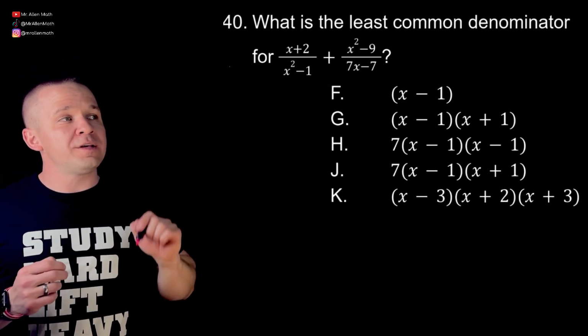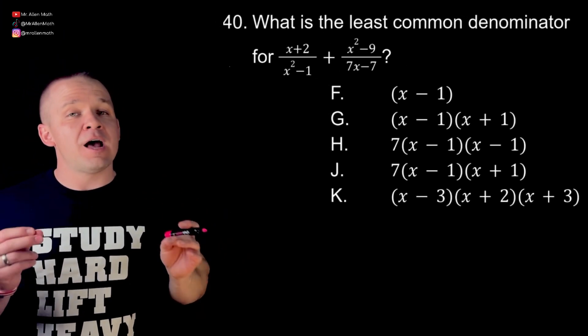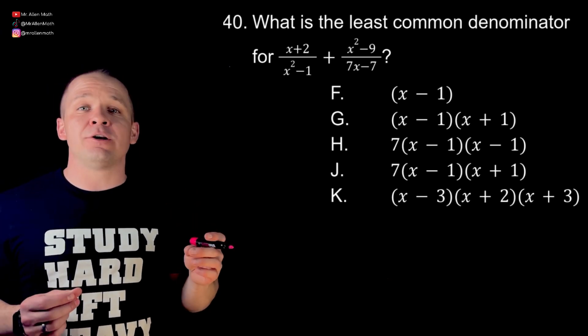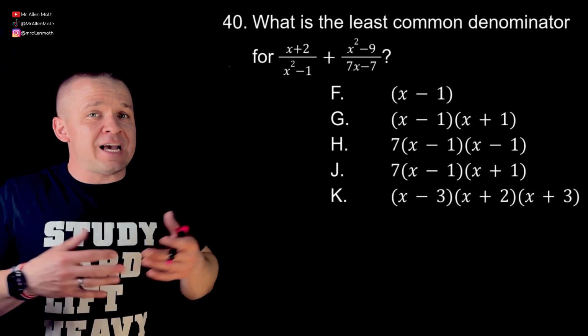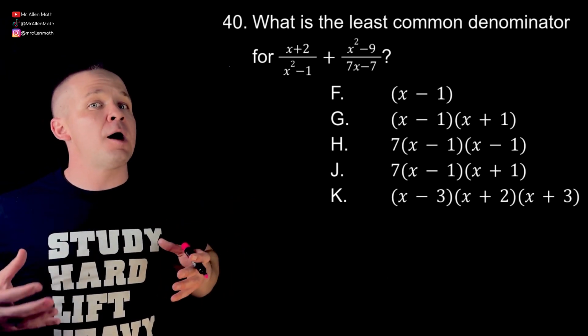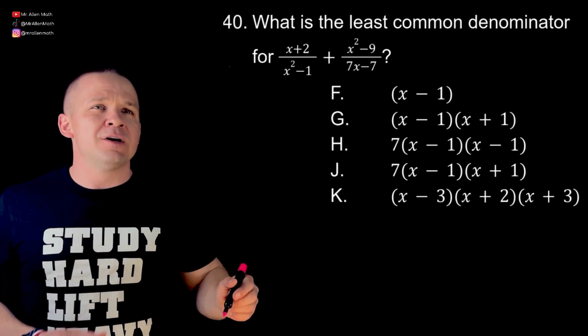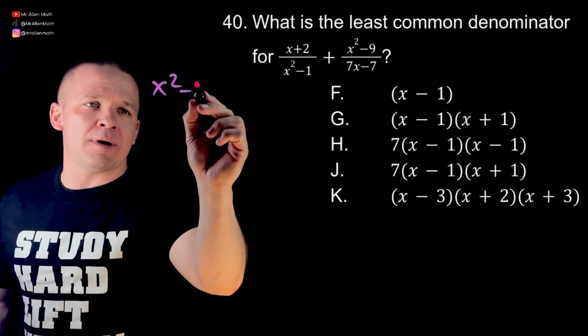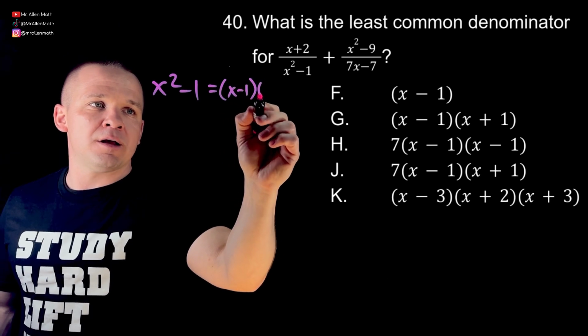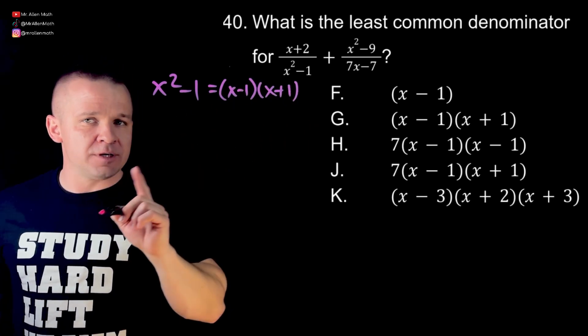First one here, what is the least common denominator for (x plus 2) over (x squared minus 1) plus (x squared minus 9) over (7x minus 7)? Well, if it's asking just for the least common denominator, I got to figure out what the denominators are made up of. I need to factor them. So can we factor x squared minus 1? Yes. This is going to be (x minus 1)(x plus 1). Okay, so that's one denominator.